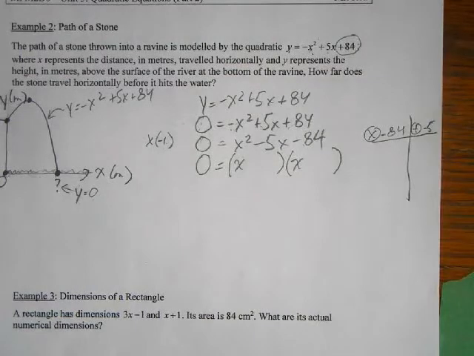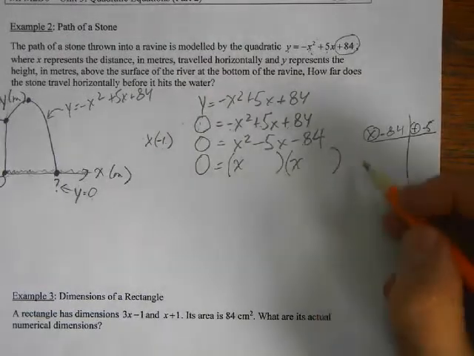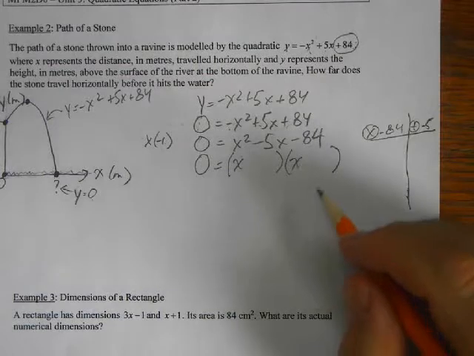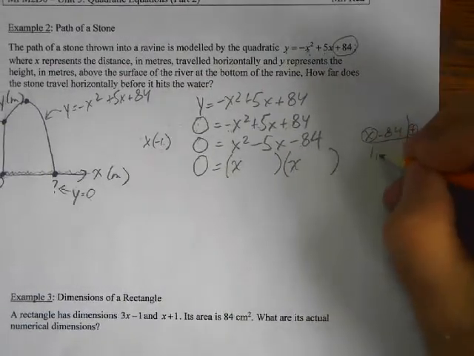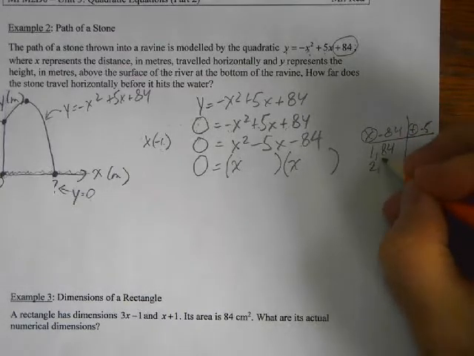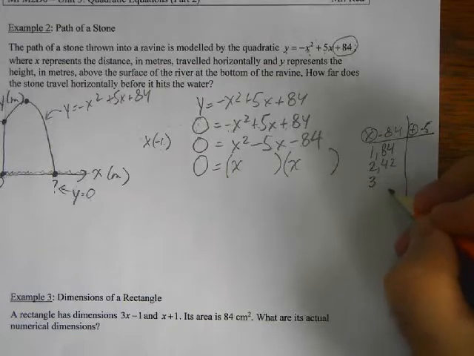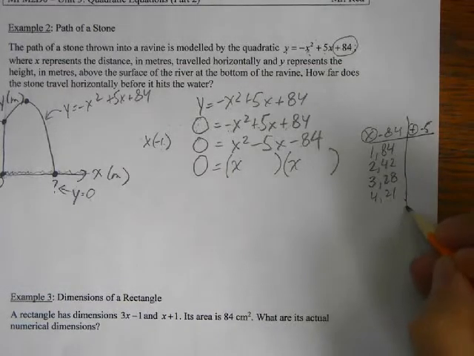Okay, so this one I'm actually going to do the t-chart, because it's a little more complicated with the bigger number and also the fact that they're negative. So I'm going to go through all the combinations. So 1 and 84, 2 and 42, 3 and 28, 4 and 21. So quite a few combinations.